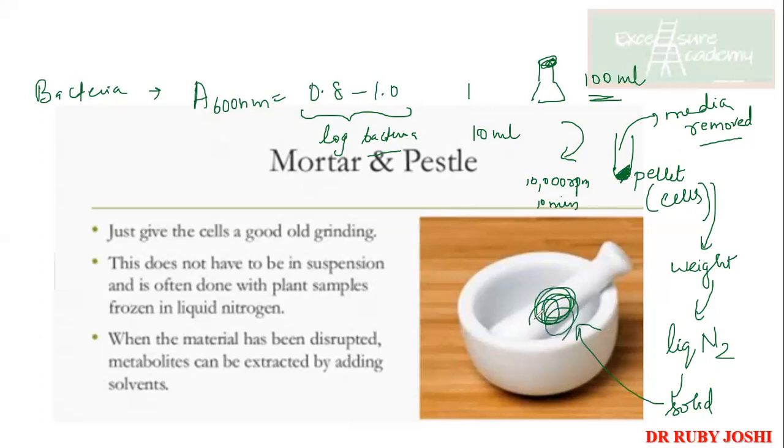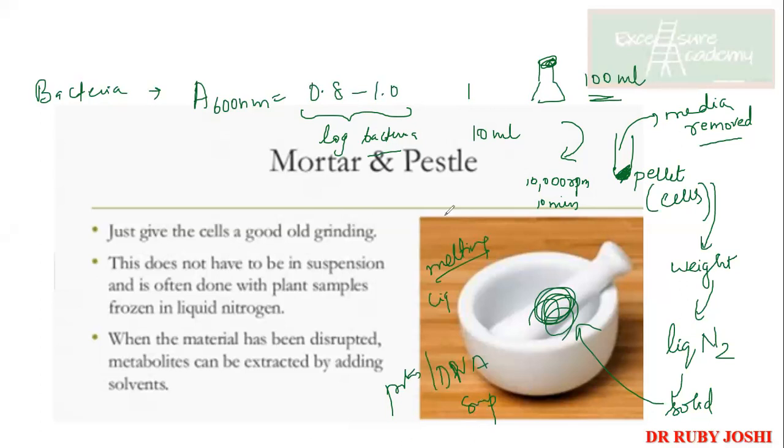Okay. So now what happens, since from liquid nitrogen to room temperature, it will start melting. It will become a liquid. Take that liquid. It is nothing but your protein and DNA suspension. Clear? Yes, ma'am. Yes, is it clear now?